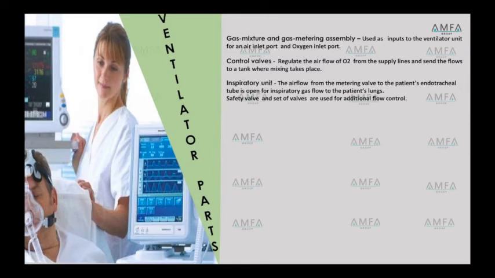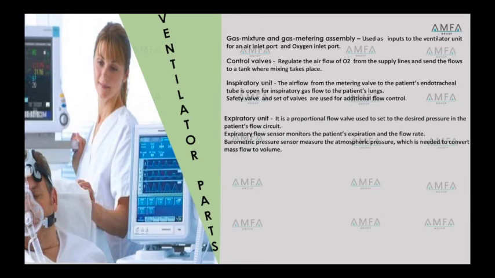Then comes the inspiratory unit. The airflow from the metering valve to the patient's endotracheal tube is open for inspiratory gas flow to the patient's lungs. A safety valve and a set of valves are used for additional flow control. The expiratory unit is a proportional flow valve used to set the desired pressure in the patient's flow circuit.